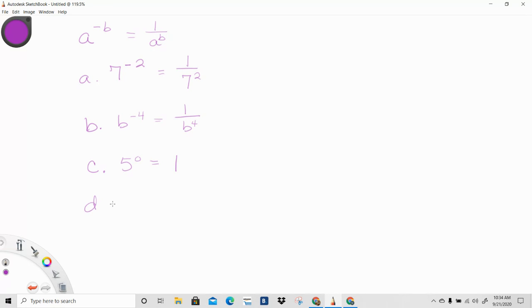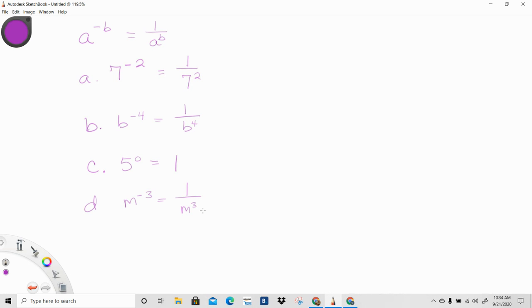Letter D has m to the negative 3rd. Again, it's a negative exponent. We put it under 1 and change it to a positive. And that's for example 1 and 2.